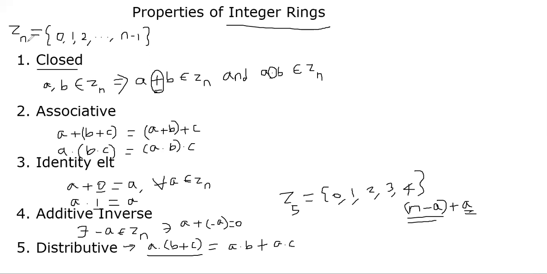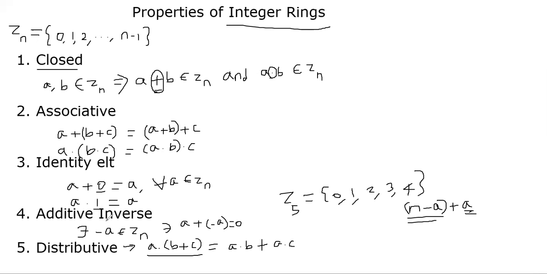Integer rings you can imagine as a finite set, 0 through n minus 1, where all of these properties are true. Closed: any two a and b you select, a plus b and a times b are in the set. So you need two operators, plus and dot. Associative with respect to plus and multiplication, and you would also need an identity element. For addition, you need 0. For multiplication, you would need 1.